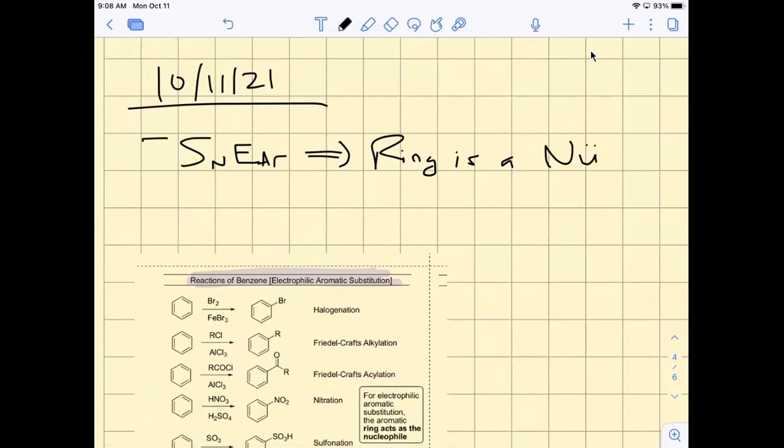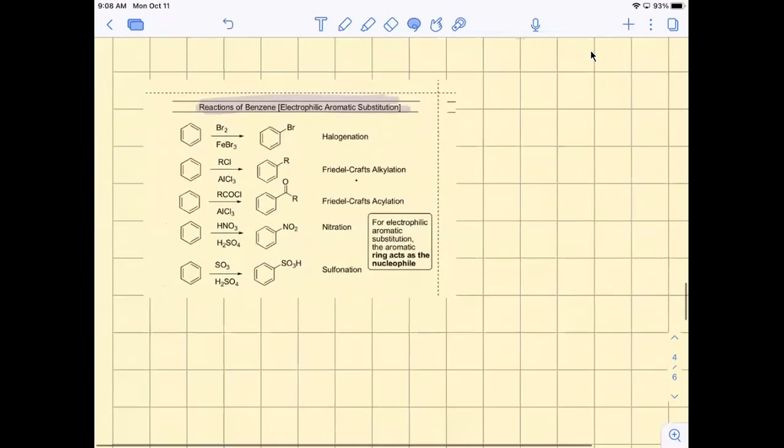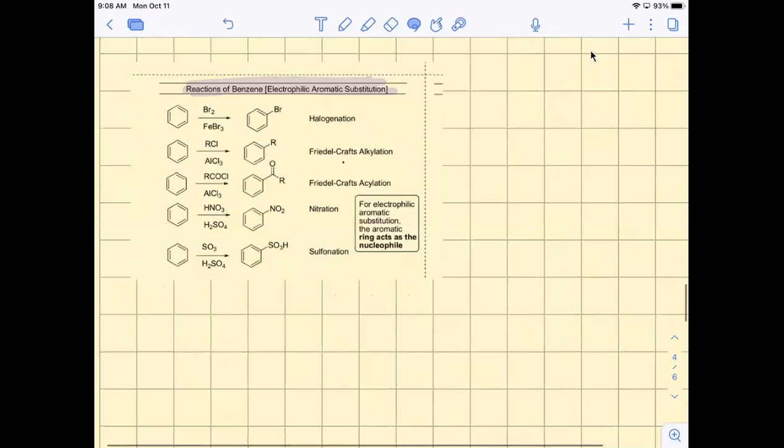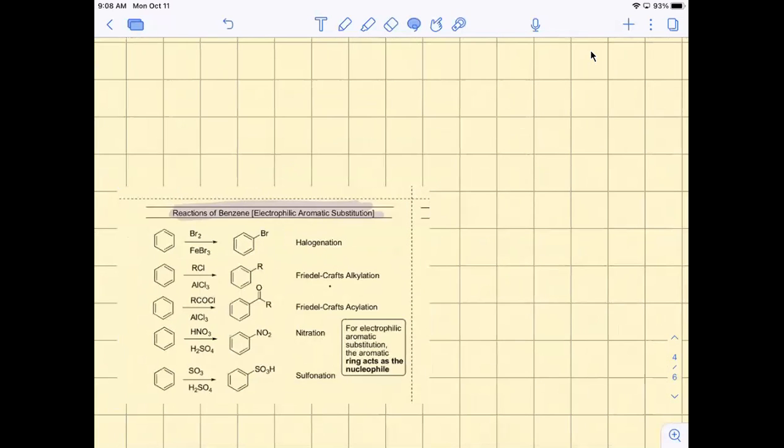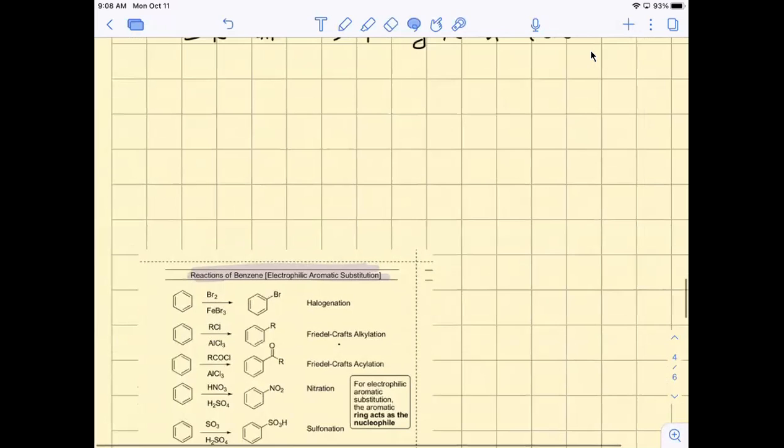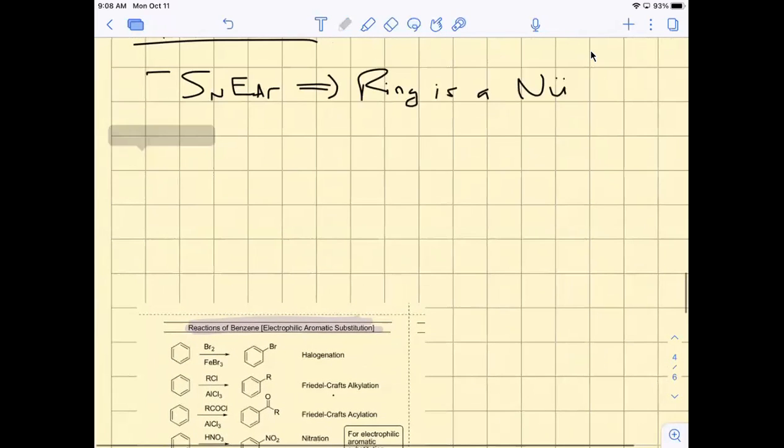All right, again, we talked about this already, and I'll mention it again. Benzene by itself is unreactive, right? It will not react. So you have to have a catalyst present in order for this to work.